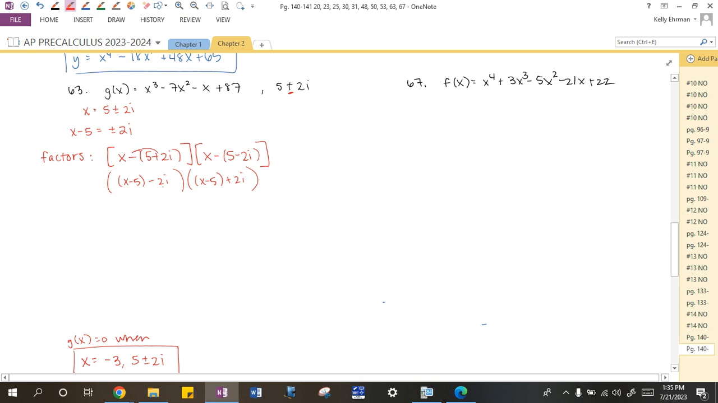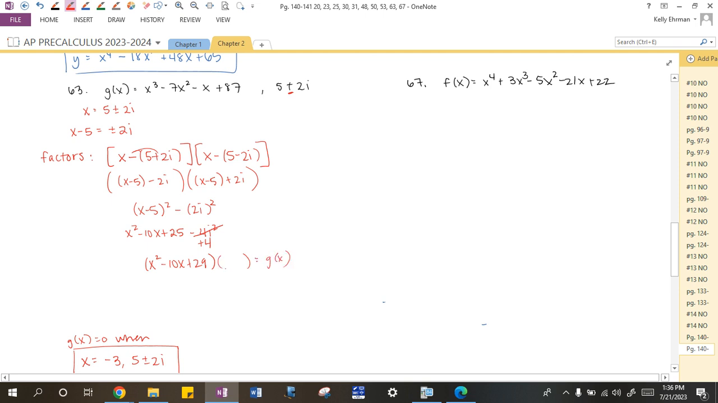So that when you FOIL these together, these are conjugates, and you can say, oh, that's just x minus 5 squared minus 2i squared. This is x squared minus 10x plus 25 minus 4i squared, which is really plus 4. So I've got this all the way down to x squared minus 10x plus 29. That's a factor. So g of x equals that times something.